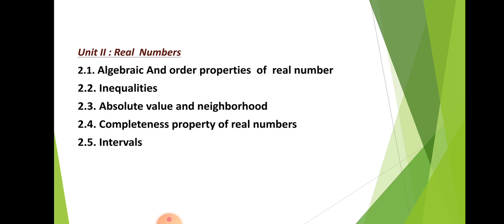The next point in this unit is absolute value and neighborhood. Here we see the definition of absolute value of real number, also theorems based on this concept. Also we see the theorem of triangle inequality and corollaries depending on the theorem, also examples on the inequalities. Here we see the definitions of epsilon neighborhood and its theorem.